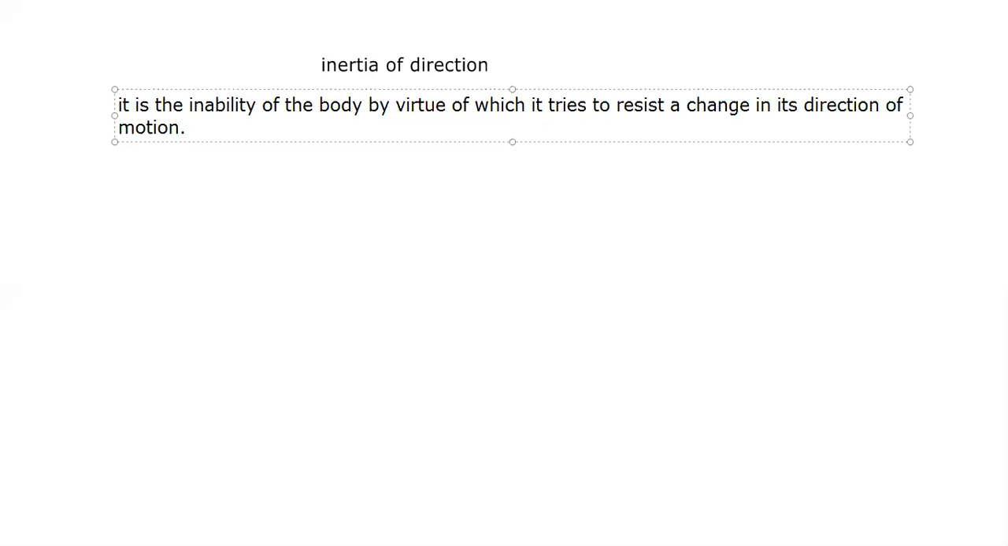In all the definitions it is written that it is the inability of the body by virtue of which, if they are talking about inertia of rest, then they are talking about a change in the state of rest. If they are talking about inertia of motion, then in the last words they say a change in the state of motion. Now the third property is inertia of direction. The definition is: it is the inability of the body by virtue of which it tries to resist a change in its direction of motion.